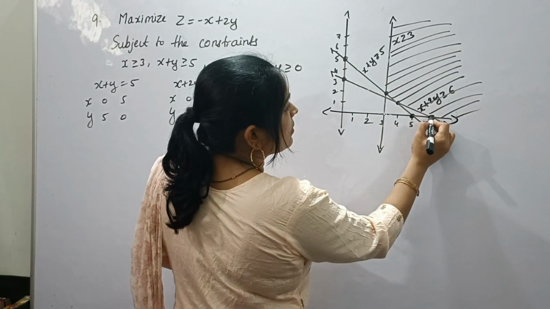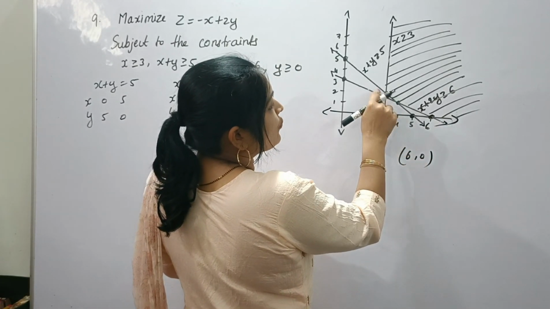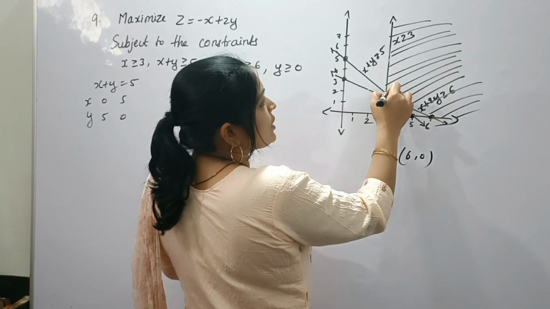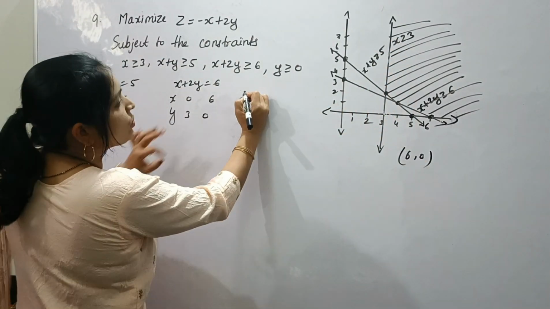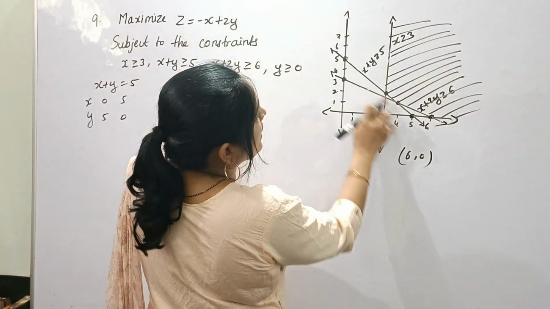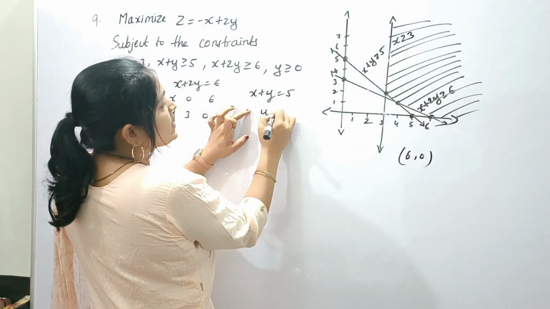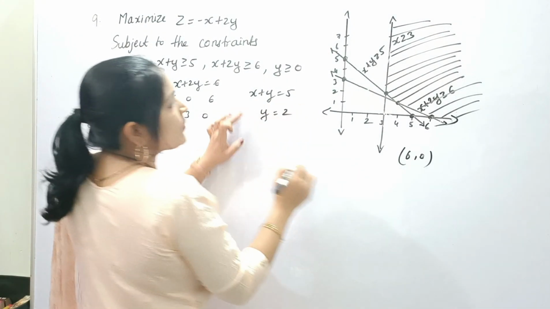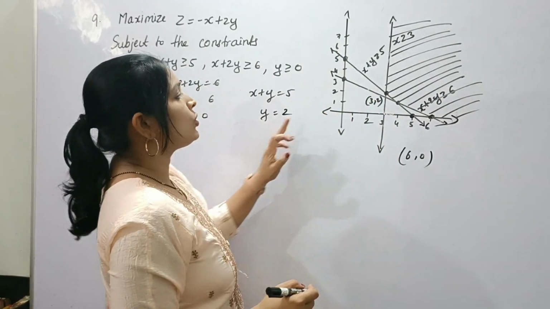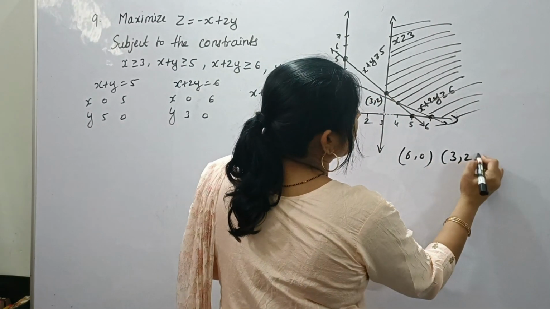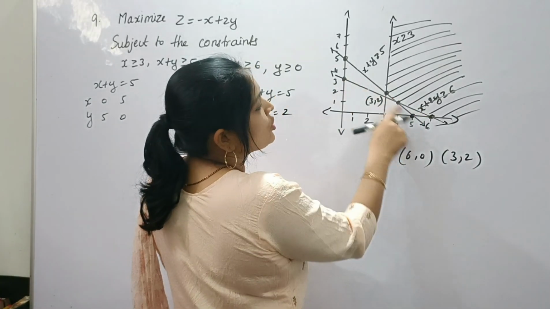That is 6, 0. Okay. And this point we have to find. See, it is the intersection of x is equal to 3 and this line, right? That is x is equal to 3 and this line is x plus y is equal to 5. Substitute x is equal to 3, y is equal to 5 minus 3, that is 2. So this point is 3, 2. Okay, x is equal to 3, y is equal to 2. So 3, 2.